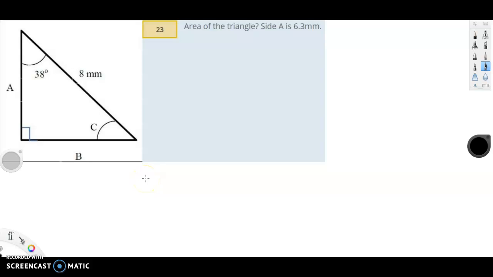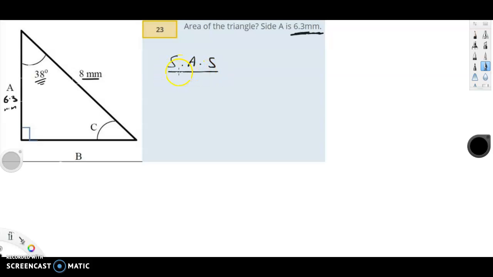Question 23, find the area of the triangle. They're telling us that side A is 6.3 millimeters. So this side here is 6.3 millimeters. That side is 8 millimeters, and the angle between them is 38 degrees. So that's a side, an angle, and a side. We know two of the sides and we know the angle between, and that's called SAS. And that's a kind of a clue.